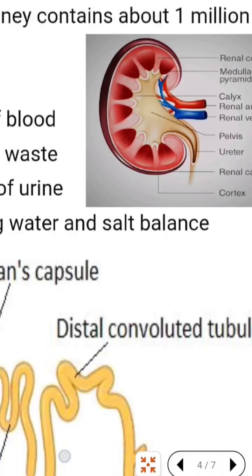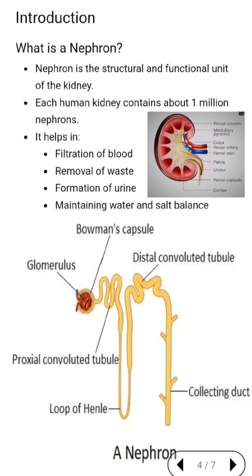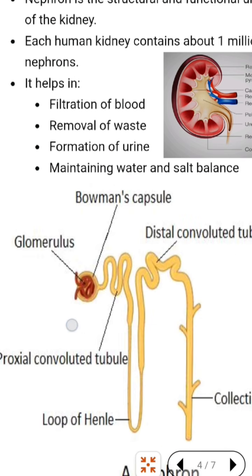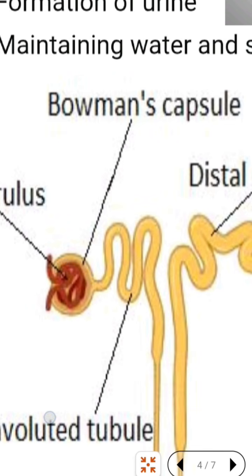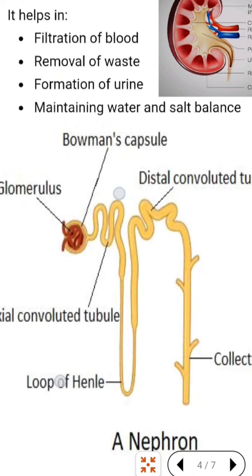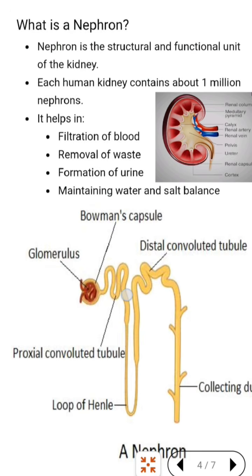Millions of nephrons are present in each kidney. This is a glomerulus, where the afferent arteriole and efferent arteriole are connected, and inside this is a capillary tube-like structure. This one is Bowman's capsule, and this structure is called the proximal convoluted tubule, and this is called the loop of Henle, and this is called the distal convoluted tubule, and this one is the collecting duct, where all the waste material is collected.